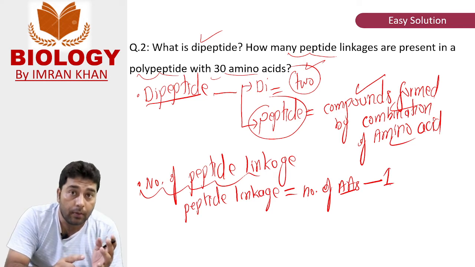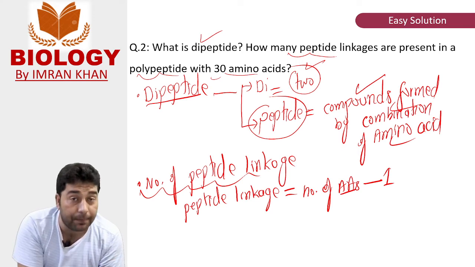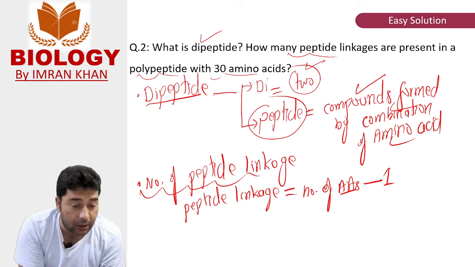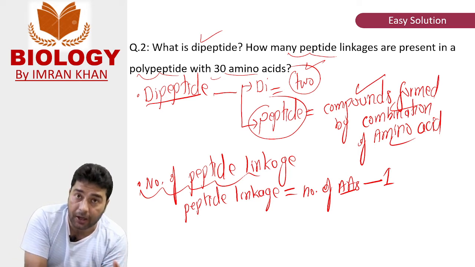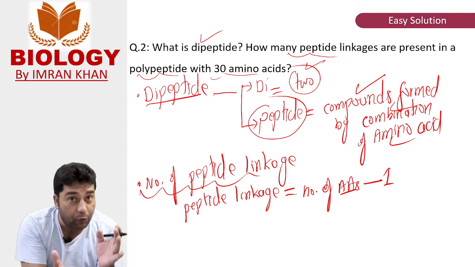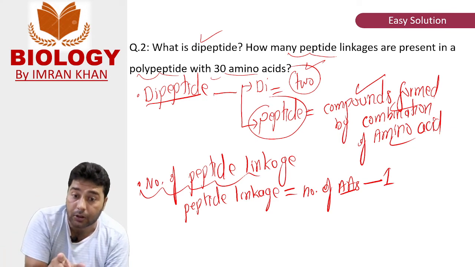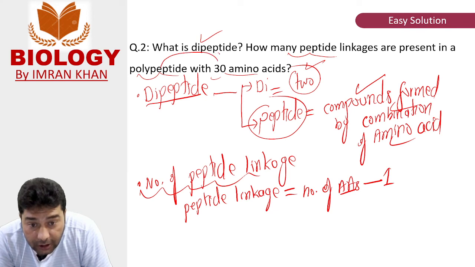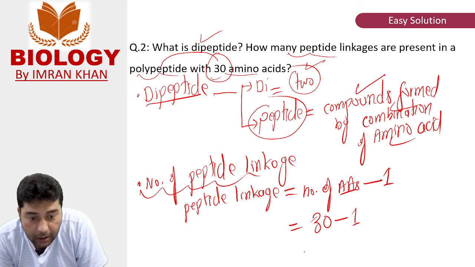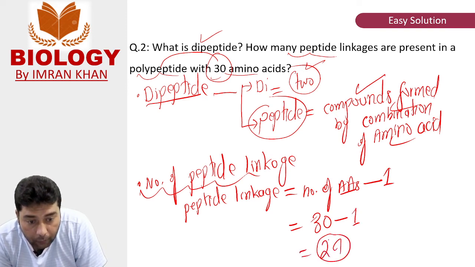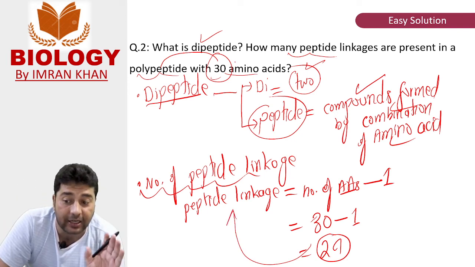So you must know that whenever you are given a polypeptide, dipeptide or tripeptide, you need the number of amino acids. In the case of di, tri, tetra, we know the number of amino acids. Di has 2 amino acids, tri has 3, tetra has 4. But if you are given a polypeptide, then you must know the number of amino acids. Say we are given a polypeptide with 30 amino acids. What is the total number of amino acids? 30. We have to subtract 1. So what is the answer? 29. So 29 are the peptide linkages in a polypeptide that contains 30 amino acids.